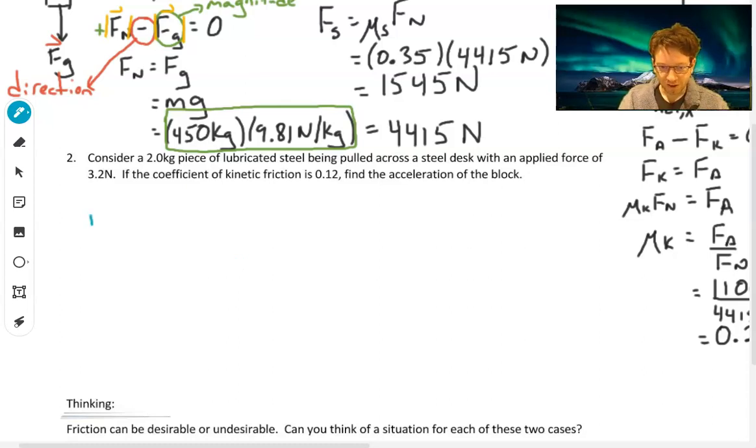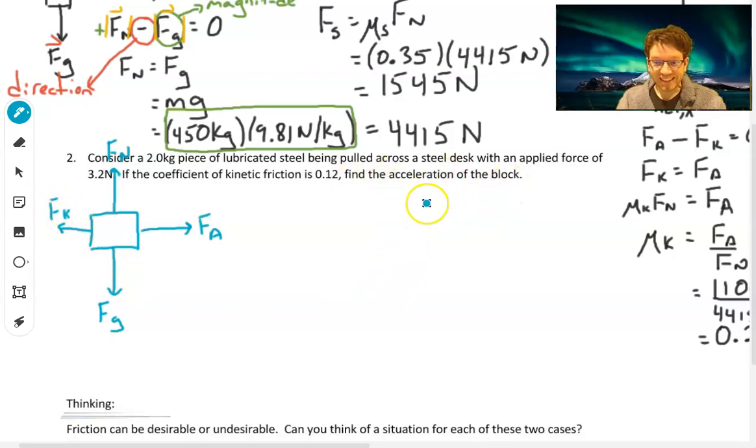Okay? First step, free body diagram. So we draw a free body diagram. This is our lubricated steel on a desk. So we are going to have a force of gravity pulling down on it. We are going to have a normal force from the desk. And it's being pulled, so let's have an applied force pulling it. Or you can have tension. It doesn't really matter what you label it. And there is going to be kinetic friction opposing that motion. So there's our free body diagram.